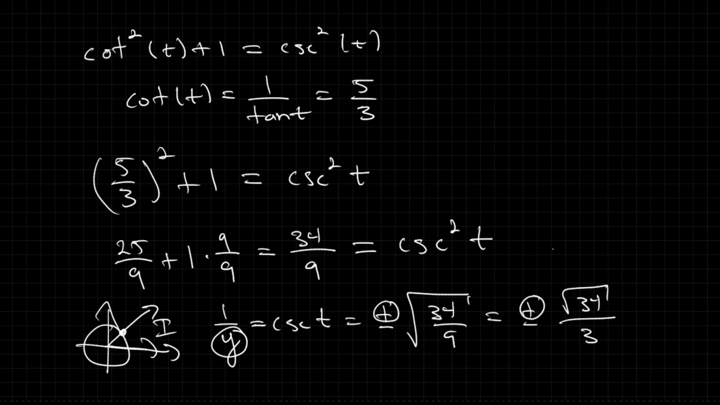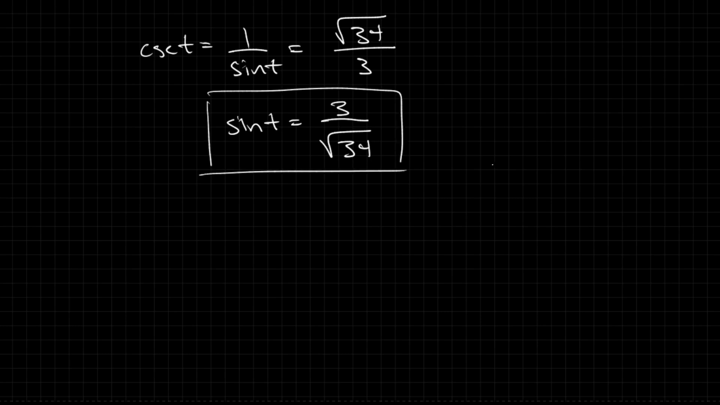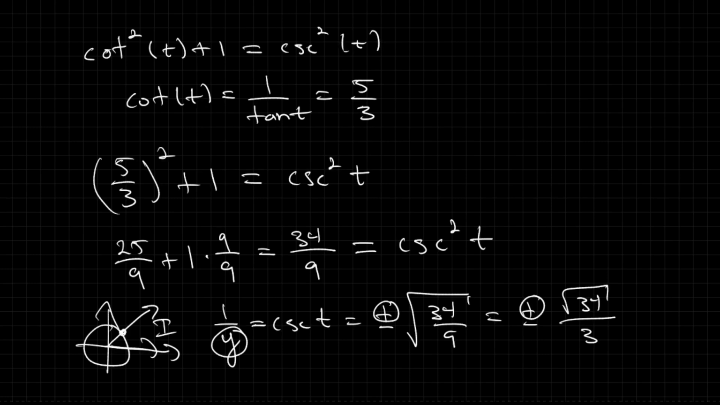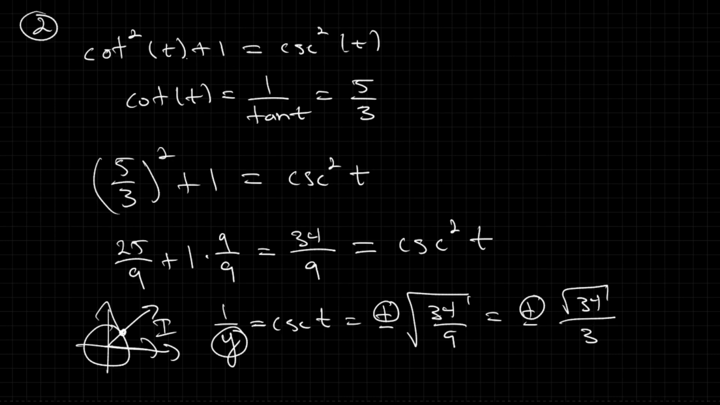And remember, cosecant of t, that's 1/sine of t. So cosecant t, that's 1/sine t, and that is the square root of 34 over 3. And that means that sine of t would then be 3 divided by the square root of 34. And so this is another way to get the same answer here for sine of t. Of course, I think that the other way is a little bit more direct here, but the second way is just as correct.